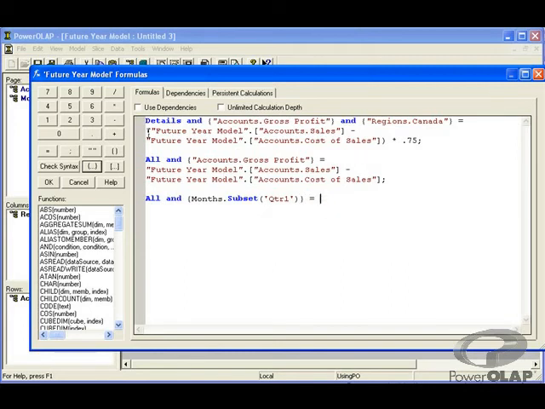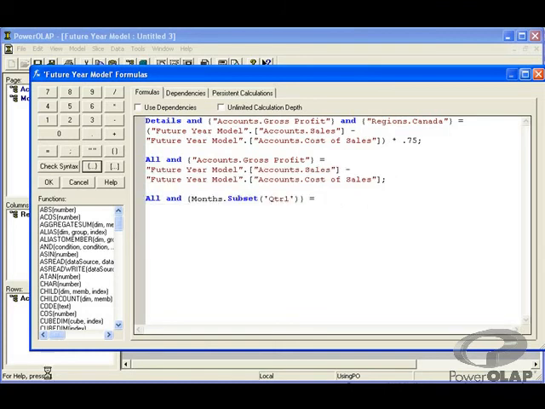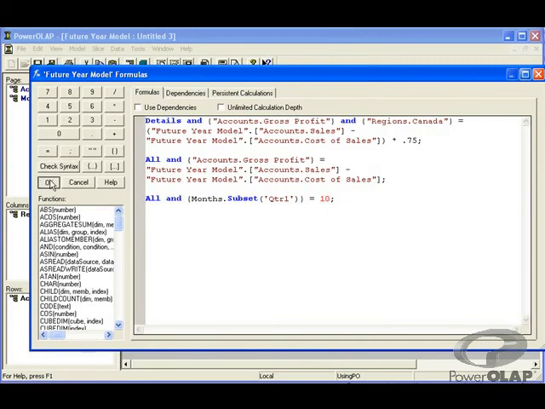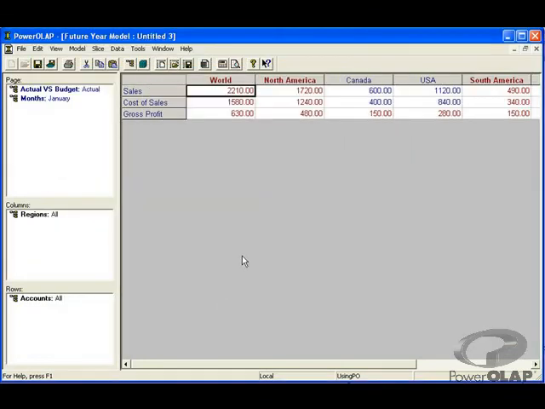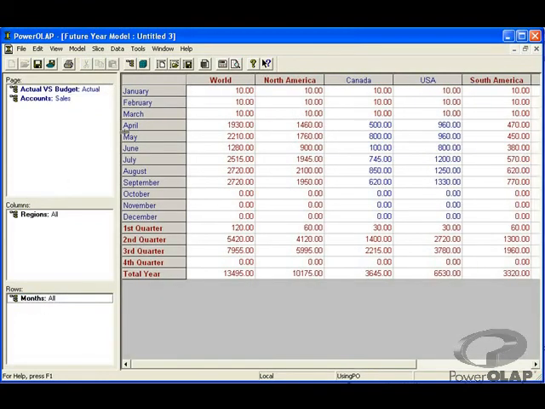For simplicity's sake, I'm simply going to assign the result of quarter 1 to the value 10. I will check my syntax. No syntax errors. Hit OK. OK. Move months to my rows. Move accounts to the top.